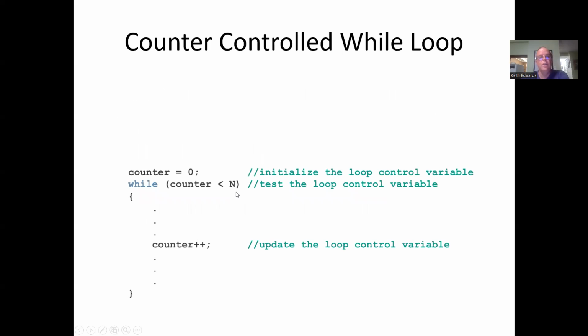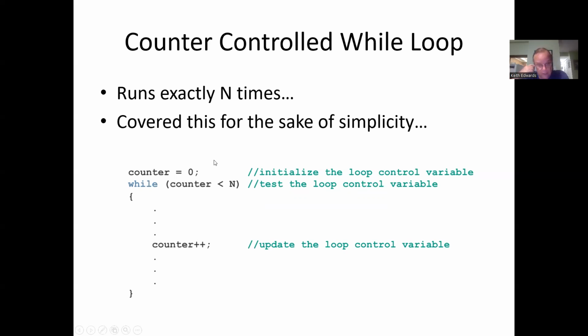So here's a counter controlled while loop. The counter starts at 0, while the counter is less than n, we do some set of commands and then increment the counter. Eventually the counter will become bigger than n and we'll get out of that loop. This will run exactly n times. It does what it says on the tin. And we covered this for the sake of simplicity, and this is a valid way to write a counted loop.